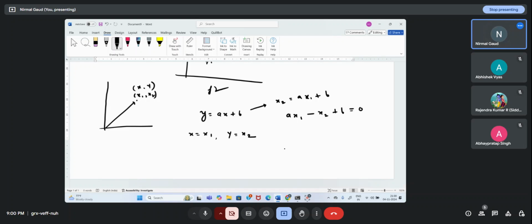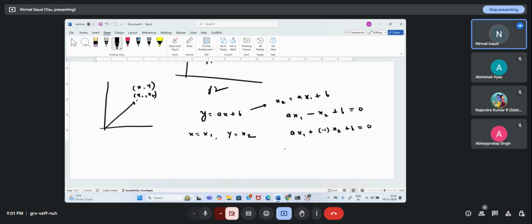So this equation is your equation of a hyperplane. But I need to further reorganize this equation. How can I do that? a x1 plus minus 1 into x2 plus b equal to 0.